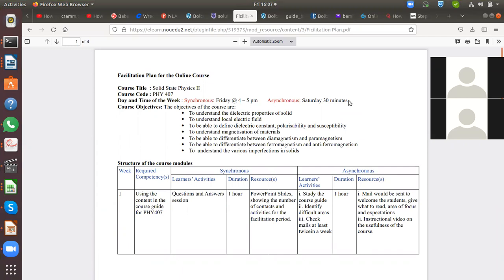This class is Solid State Physics 2. My name is Dr. Adetunji. I work at Best University of Technology Ota as a physicist. I'm a condensed matter physicist.